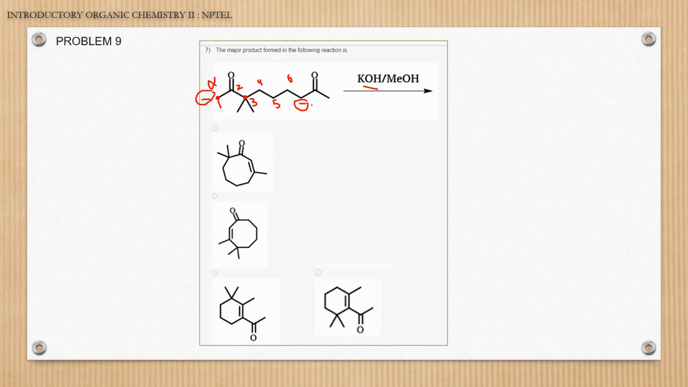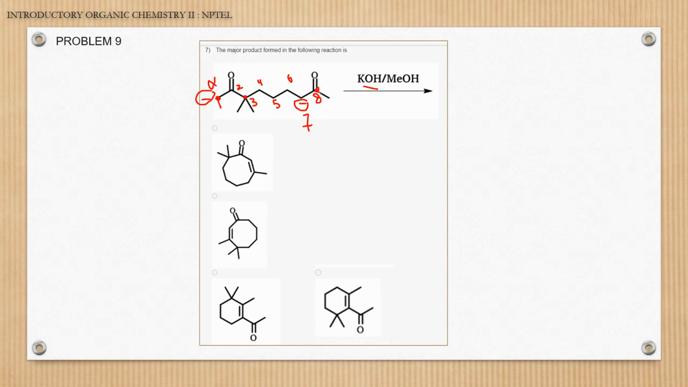I missed something here. No, no, okay. So you will have a seven member, sorry, eight member ring, because it is starting from here, na? From this carbon to this particular carbonyl carbon. Attack will take place at this carbonyl carbon.